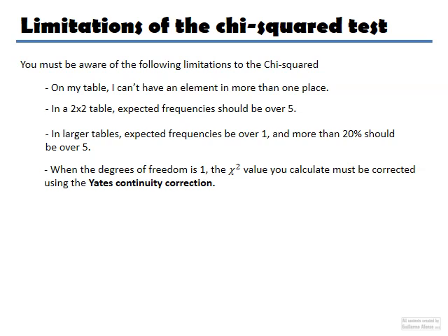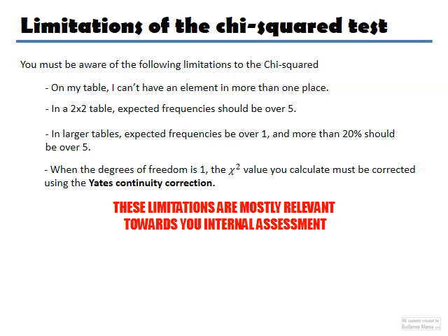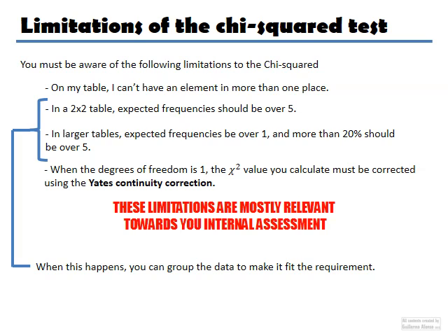And I have to use the Yates continuity correction to fix it. Now, you don't need to know this. It's relevant towards your internal assessment only. One important thing to note here, if I have this situation here, I can group the data so that I can use my chi-squared test.